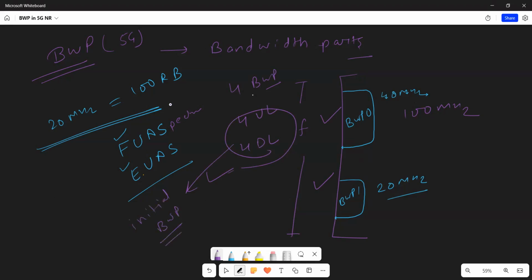I'll explain these things later, but just to be aware of what is initial BWP. Initial BWP is the BWP where UE does the RACH, right? Which is necessary for the synchronization of UE with the network. That is known as initial BWP, right?